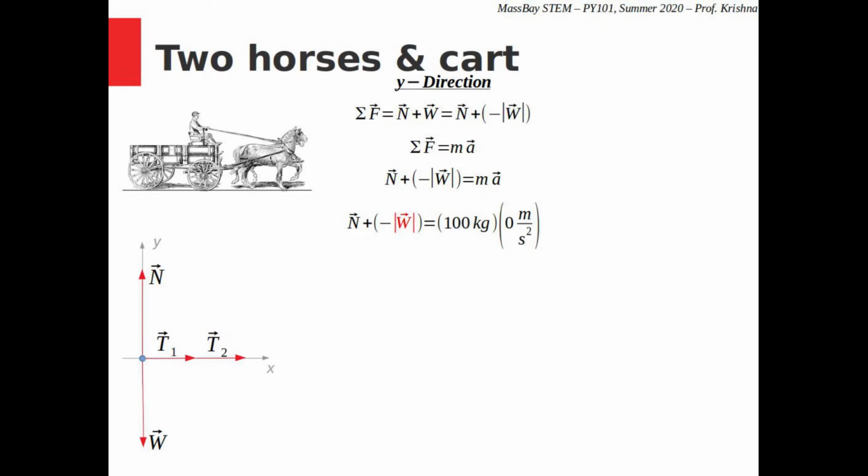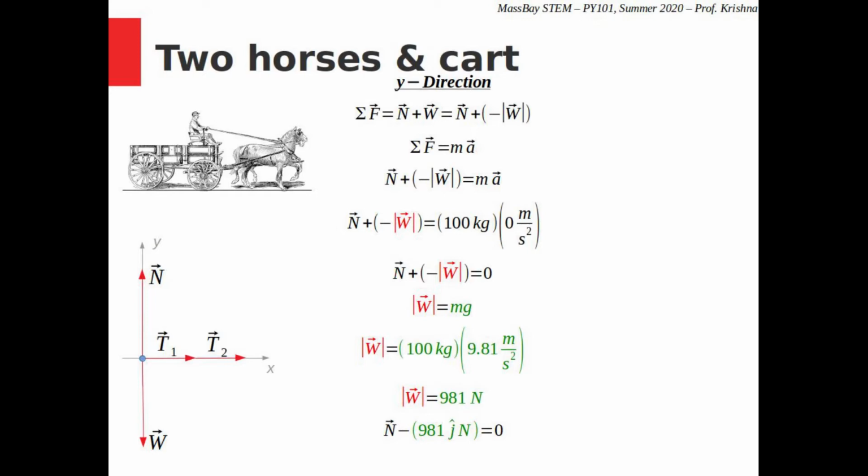The normal force is unknown. But the cart isn't moving in the y direction. It is not falling towards the center of the earth, nor is it levitating off the surface of the earth. So the acceleration in y is 0. And we can solve for the weight of the cart using W equals mg. It works out to 981 newtons. We put this information into the force balance.